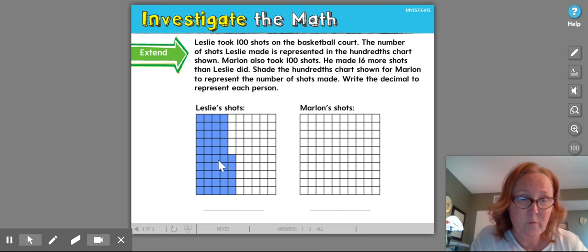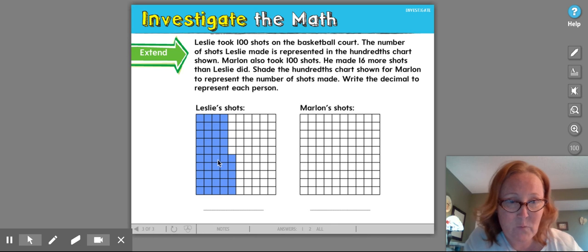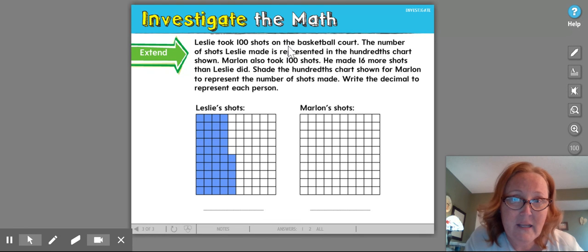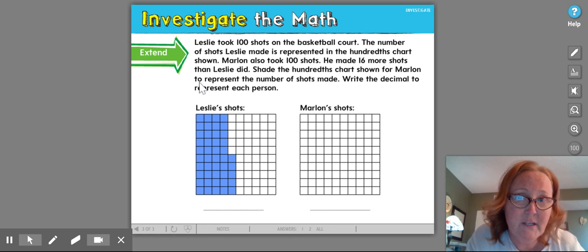Last one. This is a good word problem, so I do want you to hear this, okay? And then I'll let you go. All right, Leslie took 100 shots on the basketball court. The number of shots Leslie made is represented in the hundredths chart shown. So here's Leslie's shots. Okay, Marlon also took 100 shots. So here's Marlon. He made 16 more shots than Leslie did. Shade the hundredth chart shown for Marlon to represent the number of shots made. Write the decimal to represent each person.